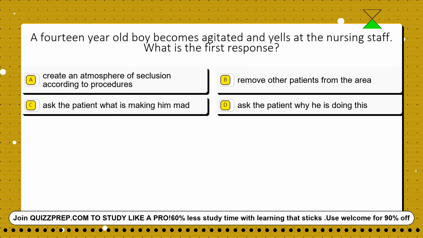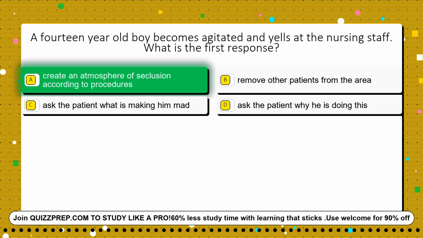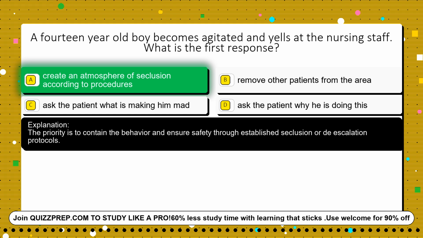Question 109. A 14-year-old boy becomes agitated and yells at the nursing staff. What is the first response? Option A, create an atmosphere of seclusion according to procedures. Option B, remove other patients from the area. Option C, ask the patient what is making him mad. Option D, ask the patient why he is doing this. The correct answer is option A, create an atmosphere of seclusion according to procedures. The priority is to contain the behavior and ensure safety through established seclusion or de-escalation protocols.